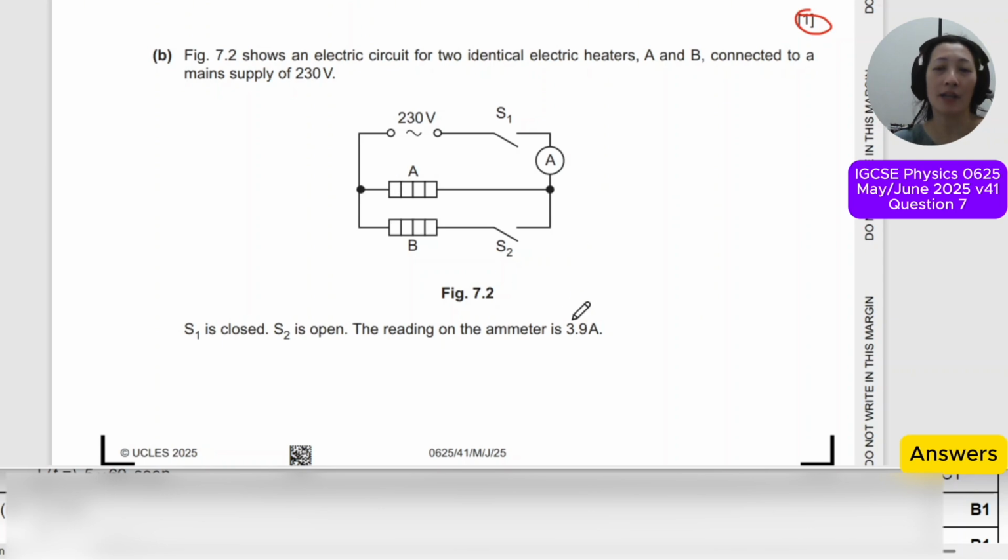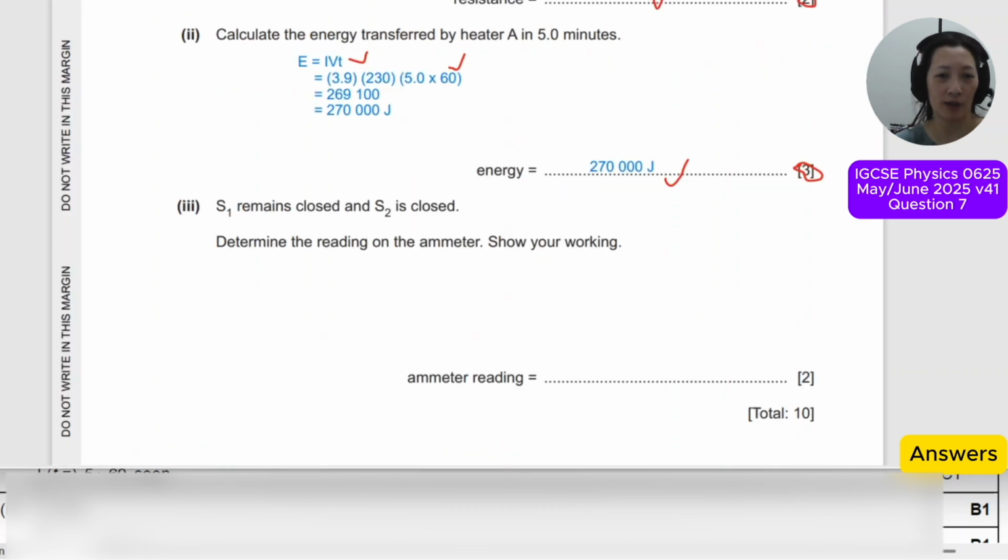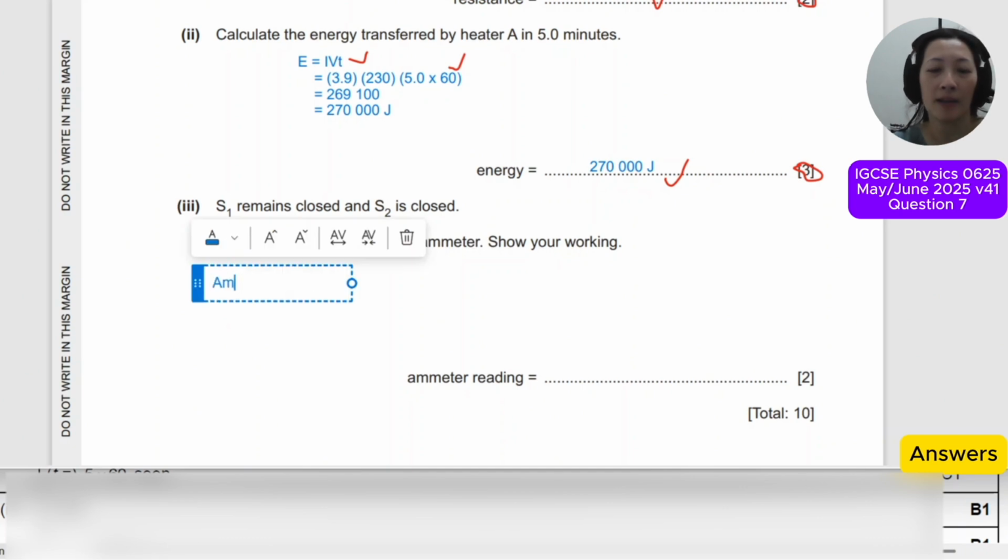They told us that the electrical heaters A and B are identical, which means that they have the same resistance. So because this is a parallel circuit, both heaters will have the same potential difference. So with the same PD and same resistance, the current flowing through both A and B each will be the same at 3.9 ampere. So therefore, to calculate the ammeter reading, you just need to take 3.9 plus 3.9. And that's the first method to solve this question. So we'll write here, ammeter reading is 3.9 plus 3.9, giving us 7.8 ampere.